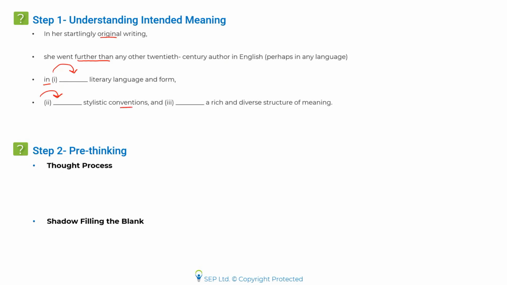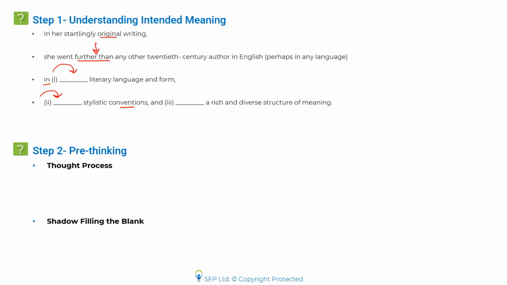Now, if they are conventions and she went further than the conventions, then clearly she must have broken away from the conventions. Okay. You can't add to the conventions, otherwise, they will remain conventions. So she must have broken away from the conventions as well. All right. So she must have added something to or brought something new to the language and form. She must have broken away from the conventions because her writing was original and more than or further than or went beyond other authors.